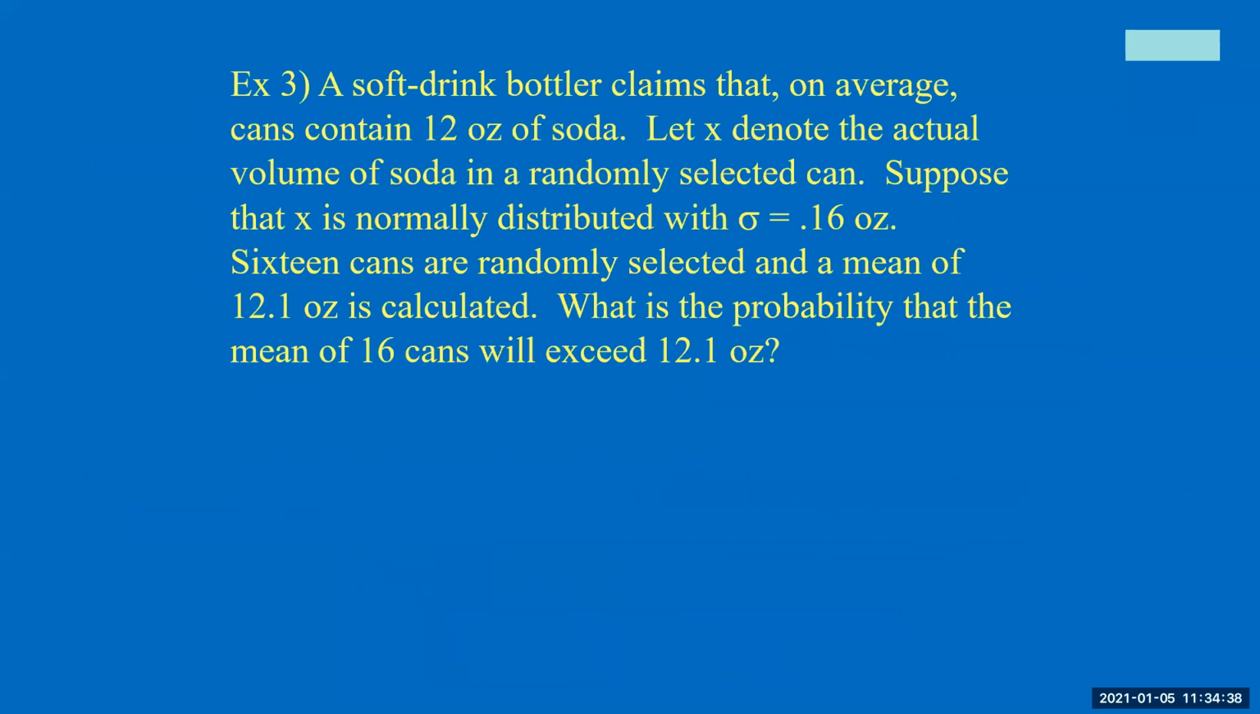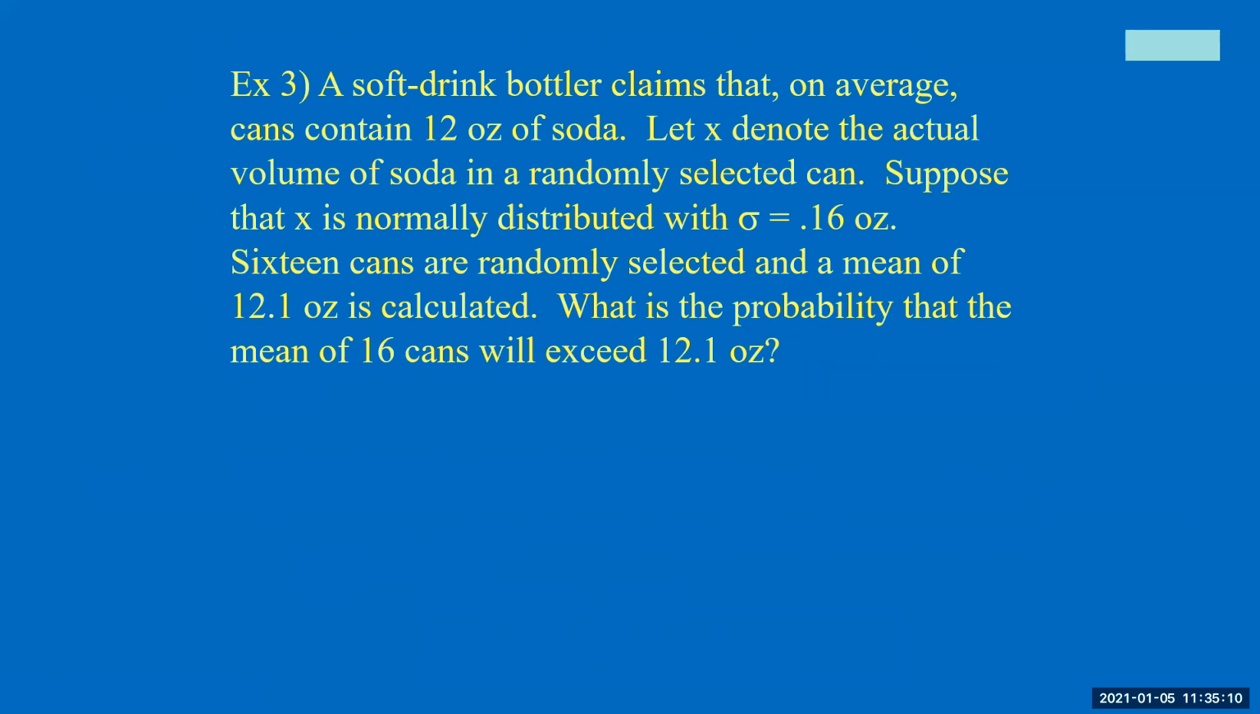So let's look at another example. A soft drink bottler claims that on average cans contain 12 ounces of soda. Let X denote the actual volume of soda in a randomly selected can. Suppose that X is normally distributed with a sigma of 0.16 ounces. 16 cans are randomly selected and a mean of 12.1 ounces is calculated. What is the probability that the mean of 16 cans will exceed 12.1 ounces?